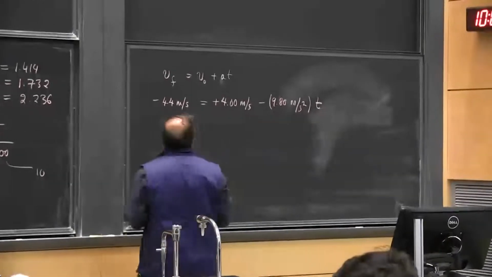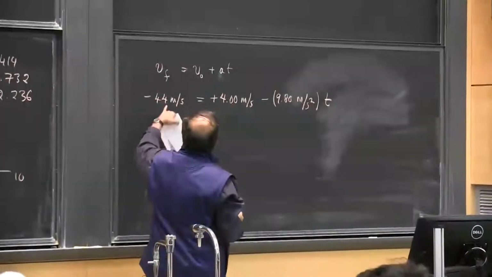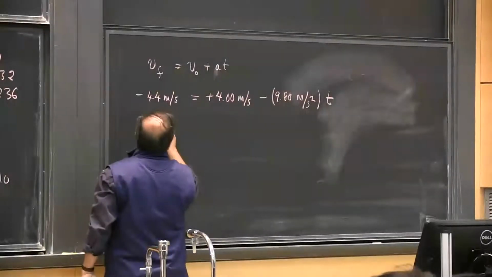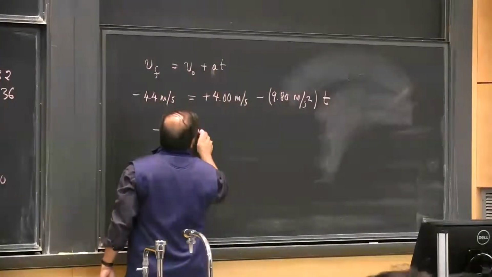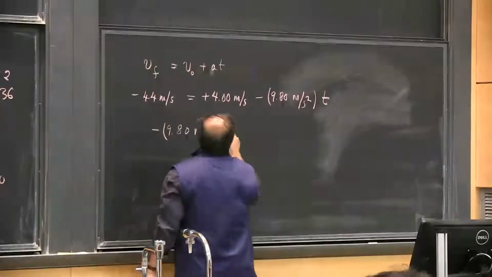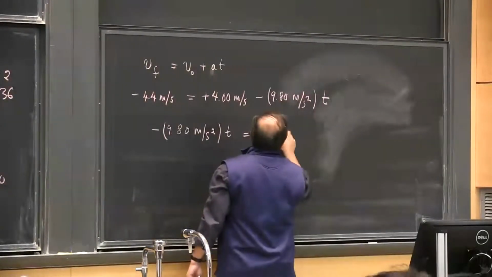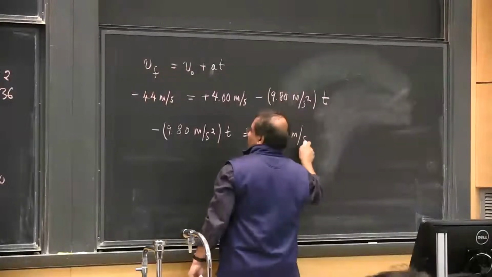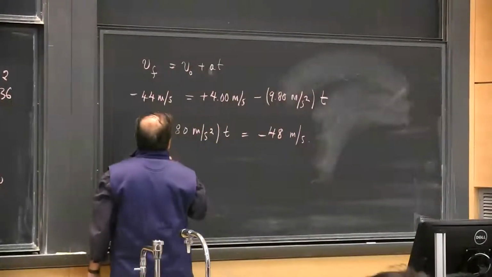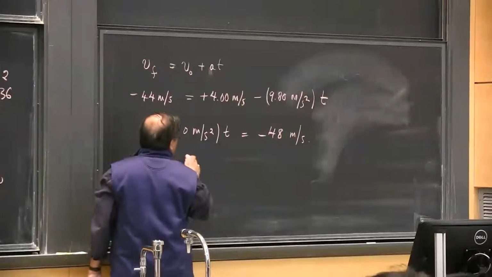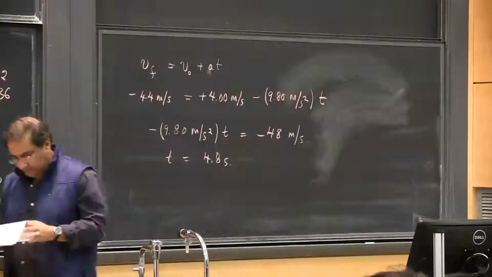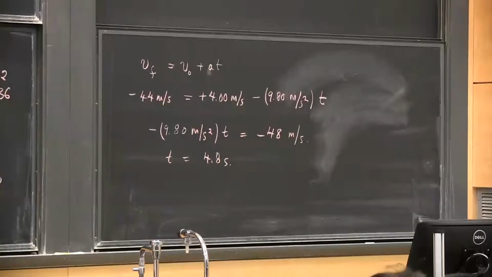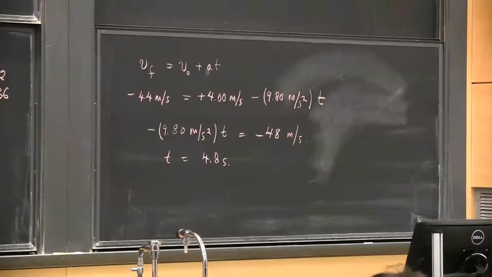So therefore, I should be able to do this pretty easily. So 44, if I put it to the other side, it becomes 48. So basically I can see that I have minus 9.80 meters per second squared times time is minus 48 meters per second approximately. I'm not paying too much attention to significant figures. I can make it into a 10, so that would give me basically 4.8 seconds. Okay? You guys are okay with it? Did I make a mistake?